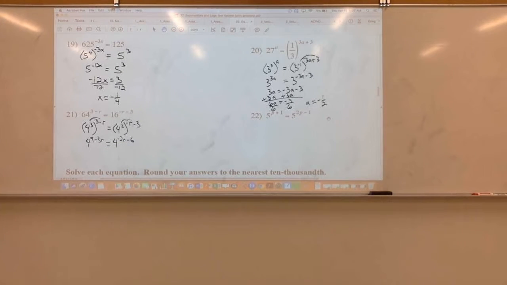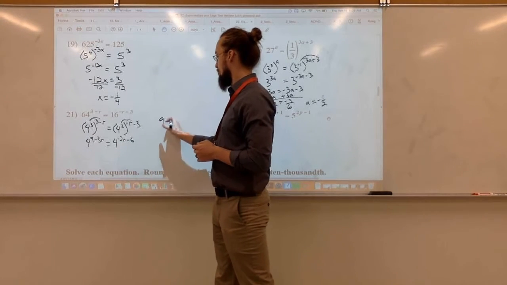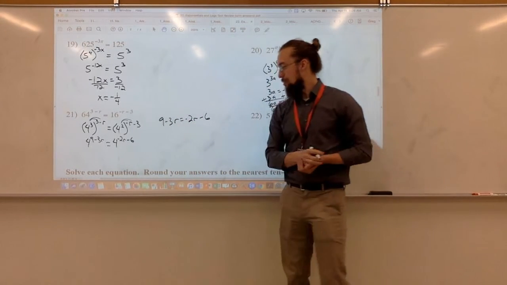Now I can just take the exponents and set them equal. I'm going to run out of room, so I'm going to come over here and do that. So 9 minus 3r equals negative 2r minus 6.